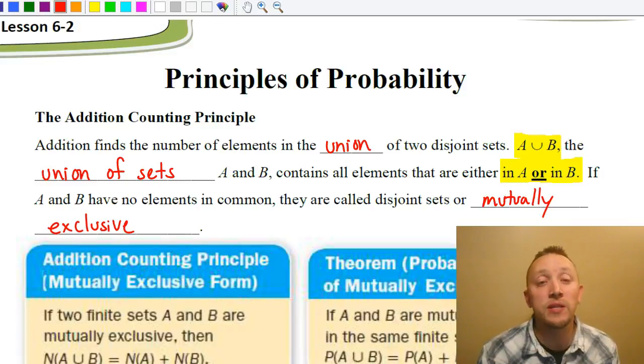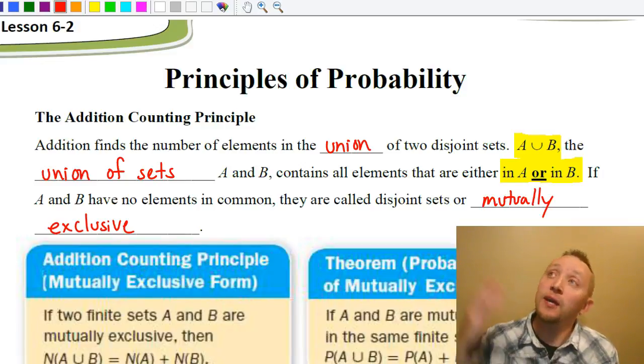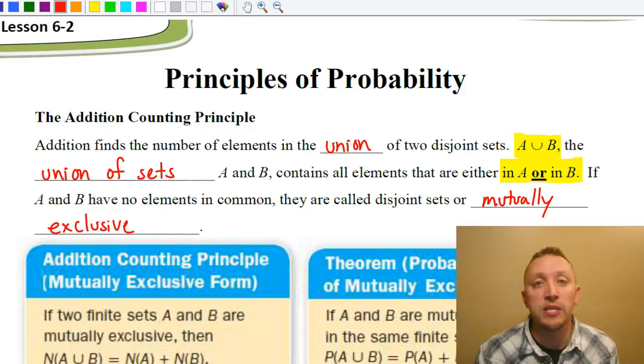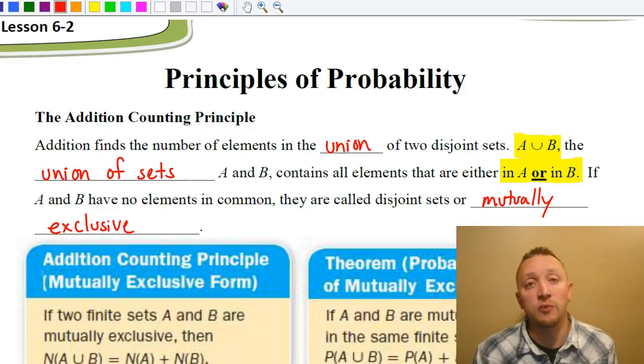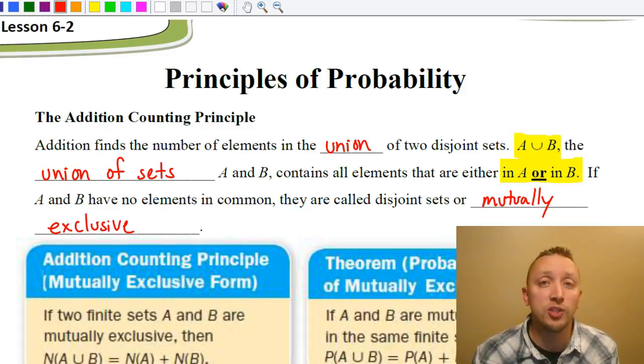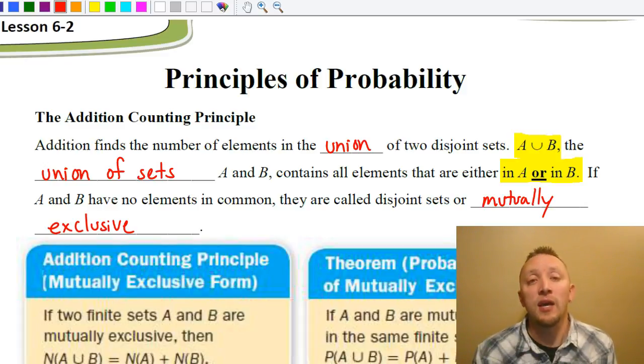Well, welcome. In this video, we're going to be looking at principles of probability. Within these principles, we're going to be using a lot of different terms again, like we did in the previous lesson. So you want to make sure that you're keeping track of these and following along with some of the key words that I talk about.